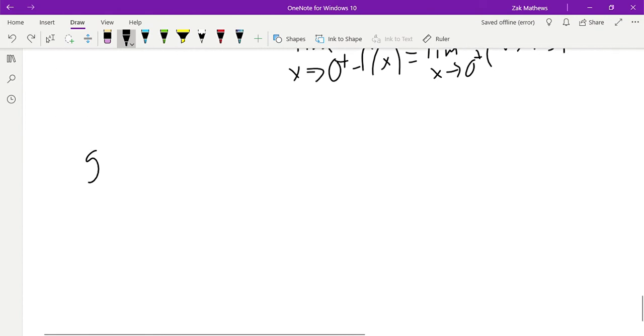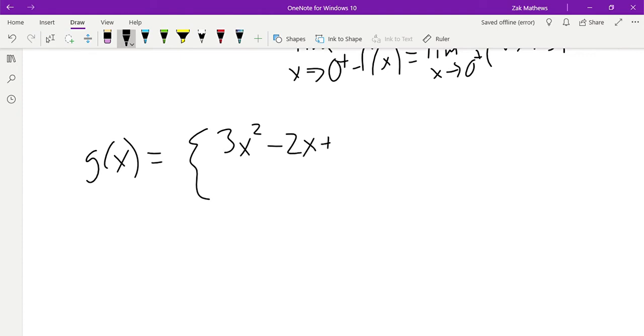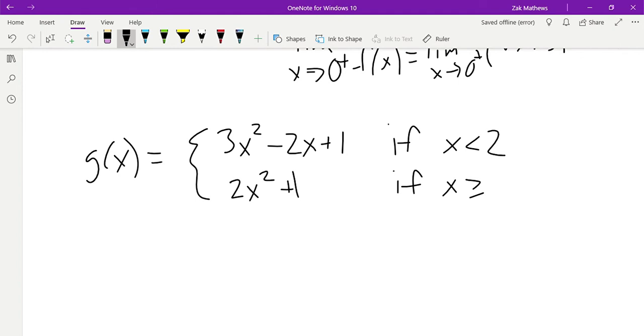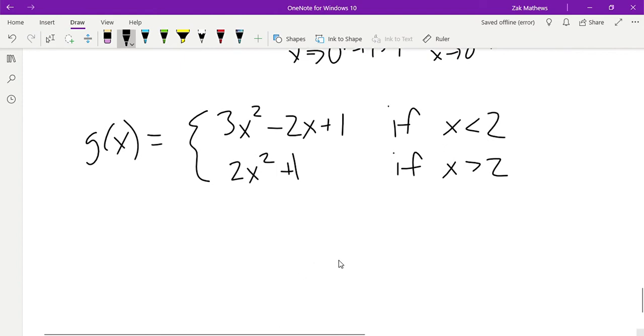Now, does that mean that anytime we have a piecewise function, the limit won't exist at those transitions? That's not necessarily true either. So let's take 3x squared minus 2x plus 1 if x is less than, we'll say, 2. And then we'll look at the equation 2 times x squared plus 1 if x is greater than or equal to 2. In fact, let me leave the equals 2 off because we don't actually care what the function value is there, right? We just care about where we're approaching.